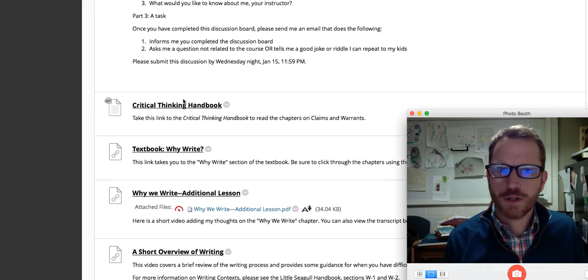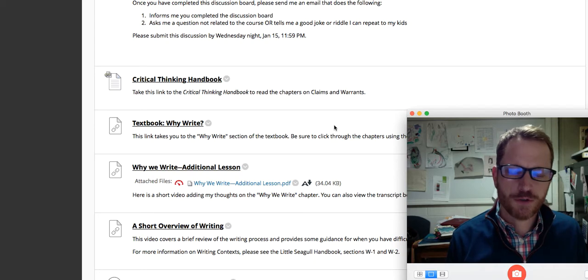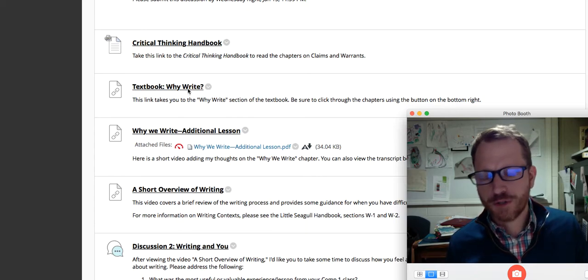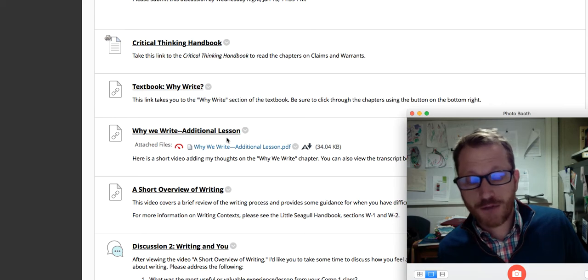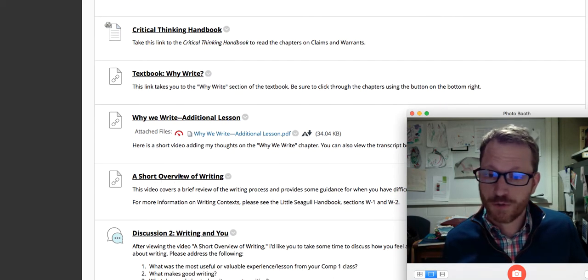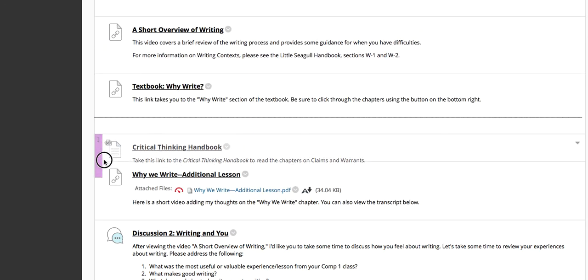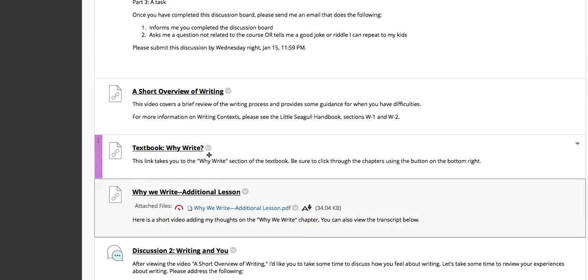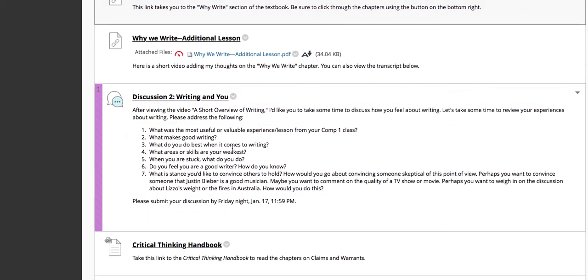We have a link to the Critical Thinking Handbook. That's the next assignment, so you have to read claims and warrants. They aren't sequential chapters, so it's chapters 1 and 5. And then I do have some supplemental lessons, so this is from our textbook, Why Do We Write? In writing an additional lesson, you don't have to look at these things, but they might be helpful because we have our short overview of writing. Let me actually change the order of those things right there. I'm going to move the Critical Thinking Handbook down. Hopefully that doesn't make you sick. Anyway, so short overview of writing. So read about that. You can look at these 2 things, and there's a discussion board about writing.